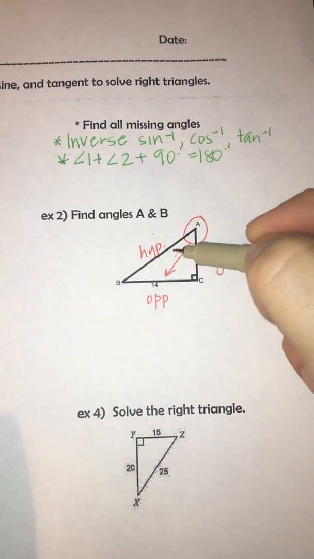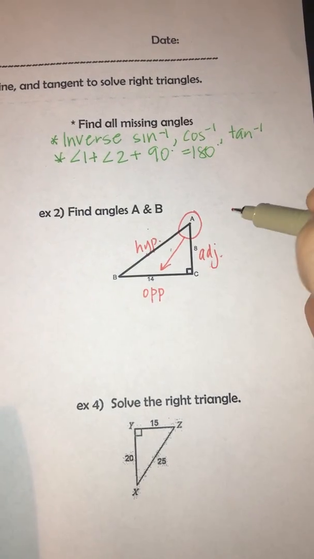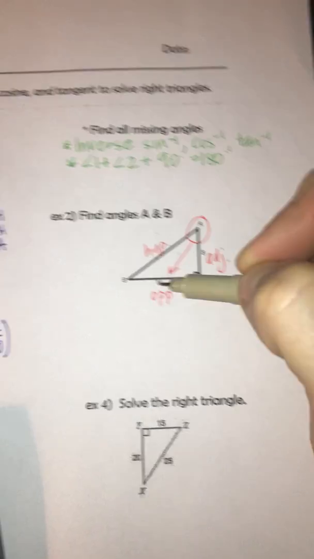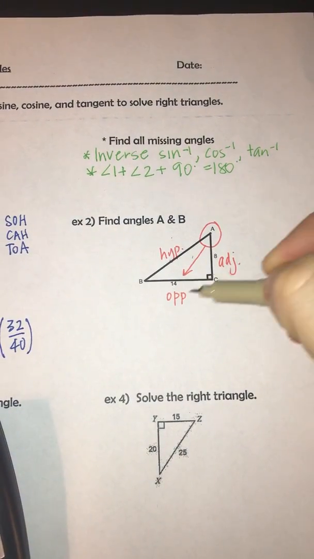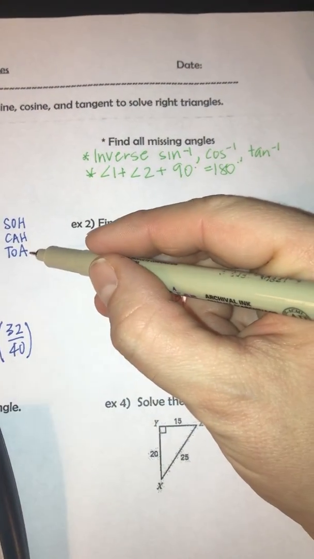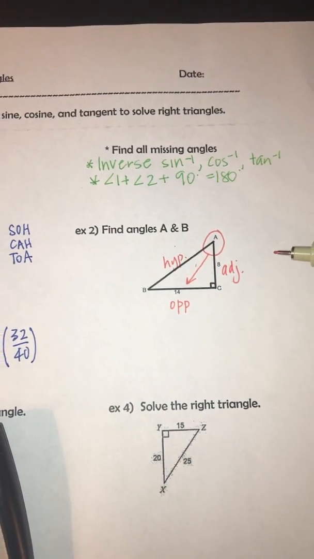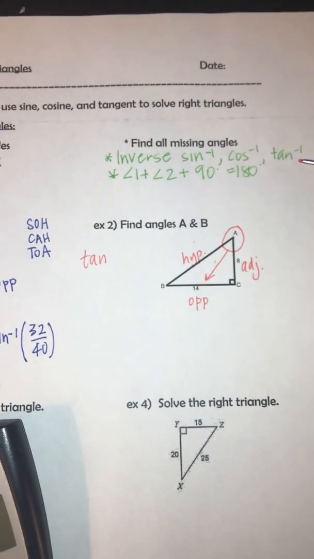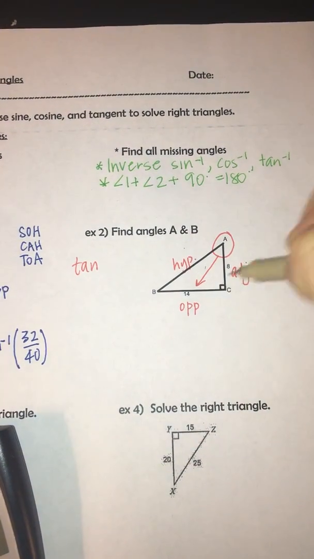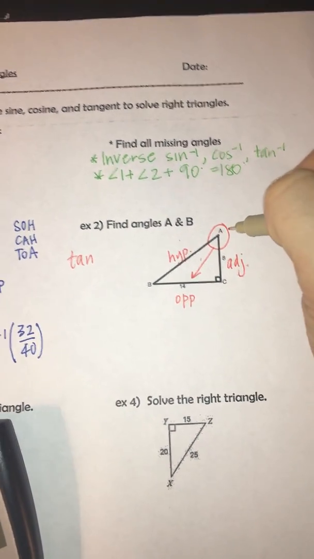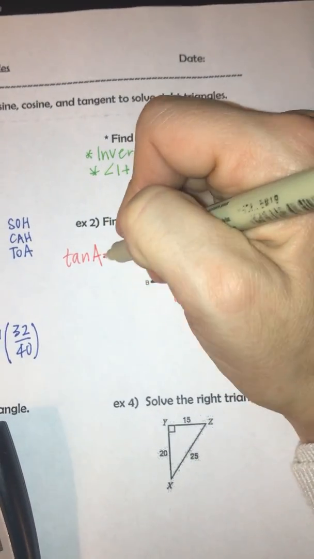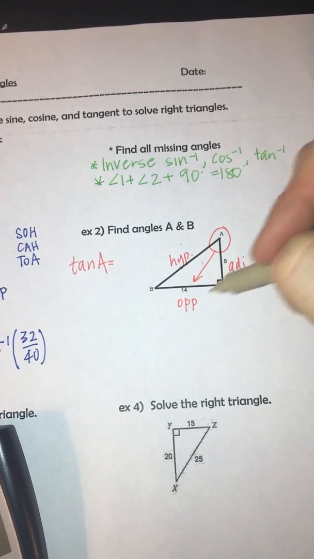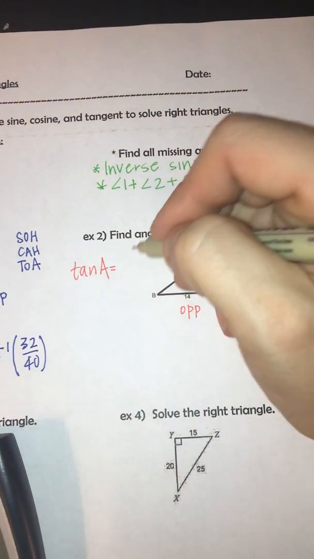Now this time I don't know the hypotenuse, so it's kind of forcing my hand to use a certain trig function. So I want to use the one that has opposite and adjacent. So O and A. The only one that has O and A is tangent. So I'm going to use tangent because O and A is what I know. I'm using the tangent of angle A equals O over A, so opposite over adjacent, so 14 over 8.